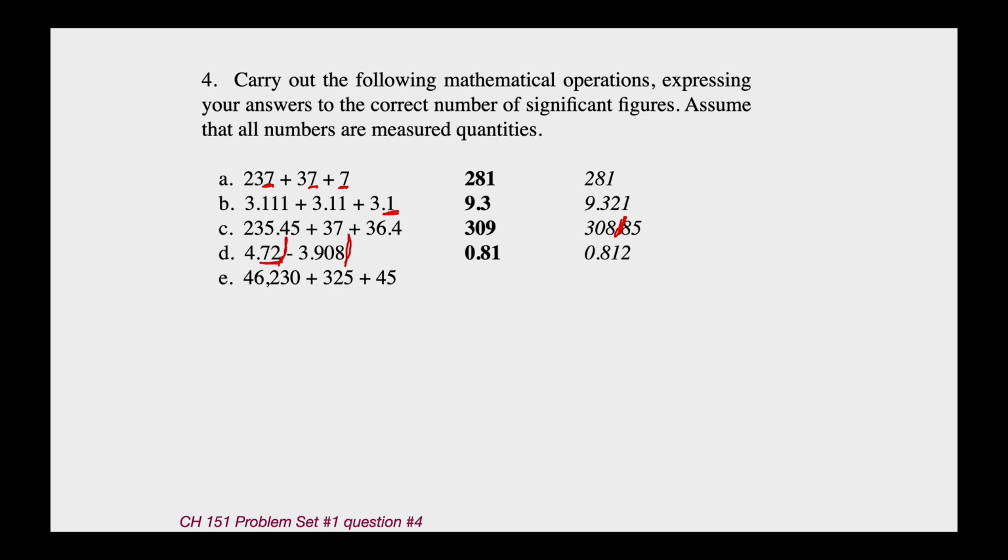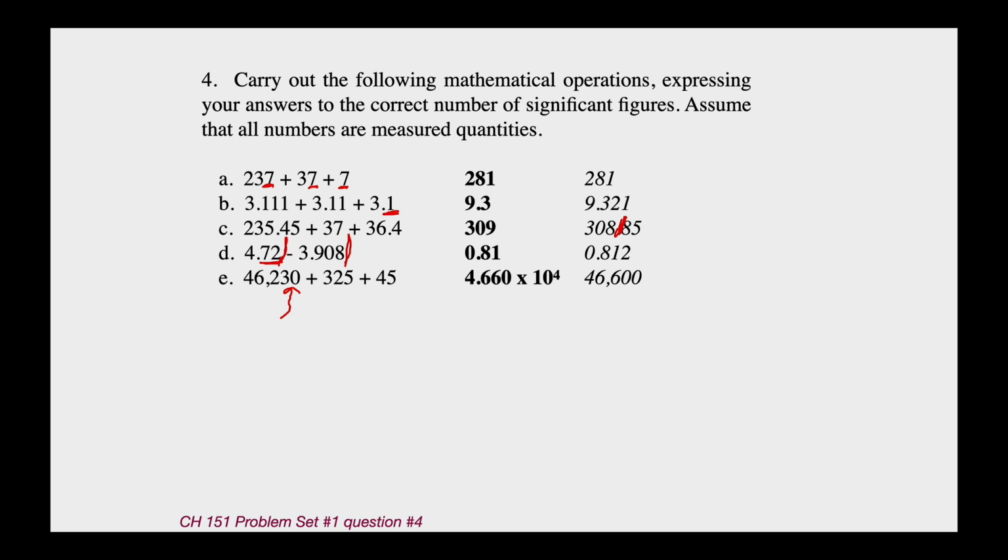The last number, we've got the huge 46,230 number added to 325 plus 45. It might be tempting to say, oh, we'll cut it off at the one spot. But remember, in my world, if you have a 0 that doesn't have a dot before the decimal point, that 0 doesn't count. So 46,230 stops at the tens spot. So this answer in your calculator comes out to be 46,600, all right? You don't want to include all those zeros.